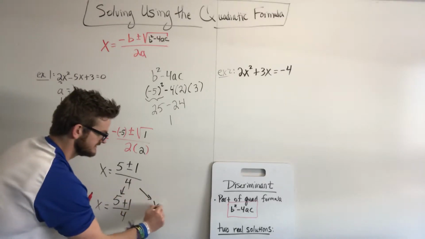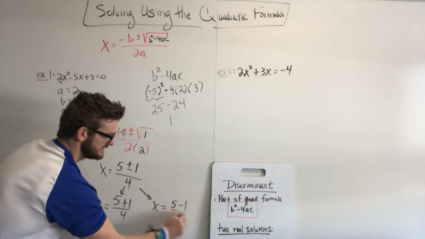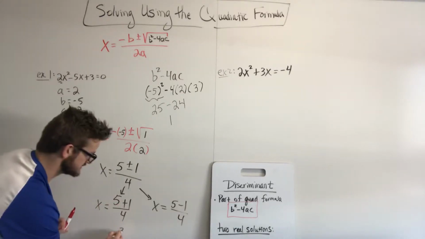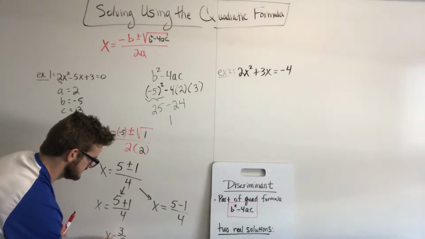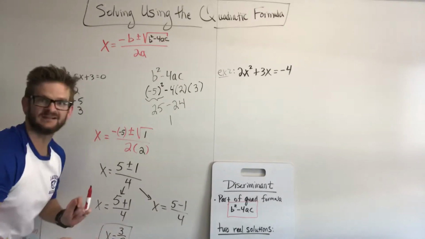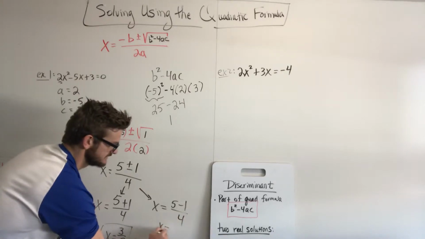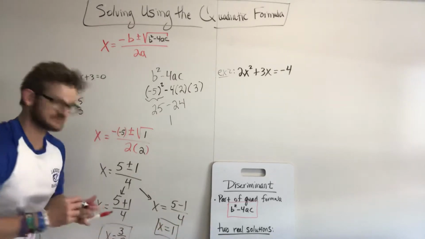And then 5 minus 1 all over 4. Simplifying these down, we get 6 over 4, which is 3 over 2, as one solution. And then 5 minus 1 is 4 over 4, which is just 1. So that's a second solution.